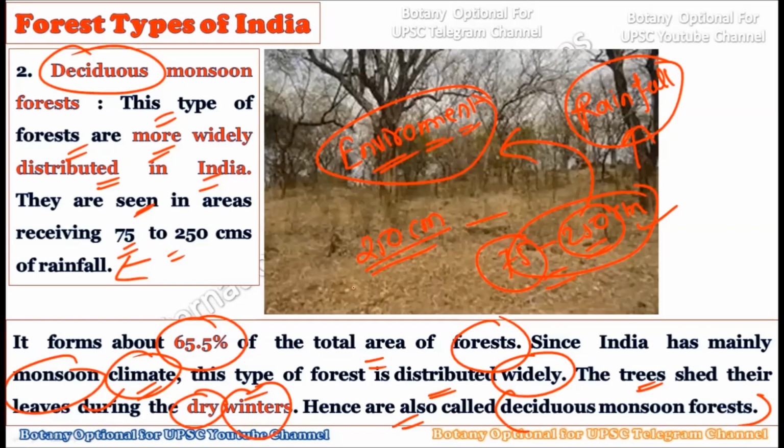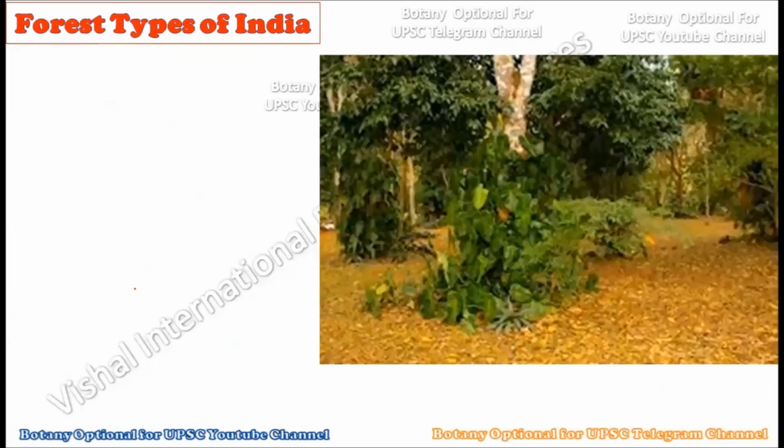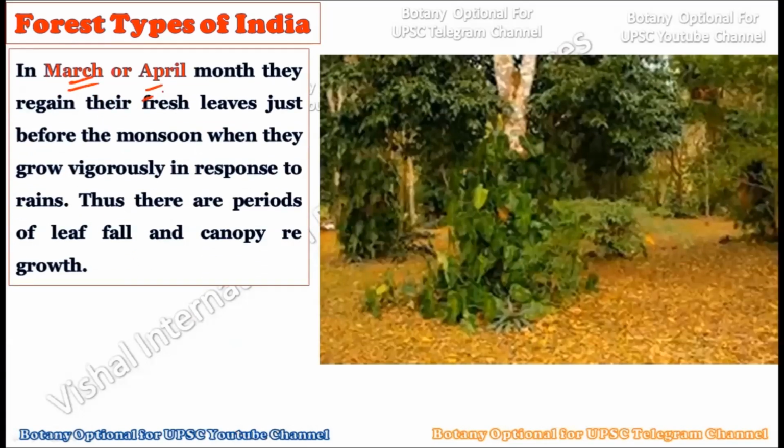So you should understand, you already know that deciduous forests are maximally present in India. But why? It is due to the presence of a particular type of rainfall. This will be important in discussing your answer in the mains. Now, in the month of March or April, they start to regain fresh leaves. After the dry winter, in March and April, they take up fresh leaves before the monsoon, and they grow vigorously in response to the rains. Once the summer season is completed, they rapidly start to grow fresh leaves, and after the rains they grow vigorously, till the winter again.